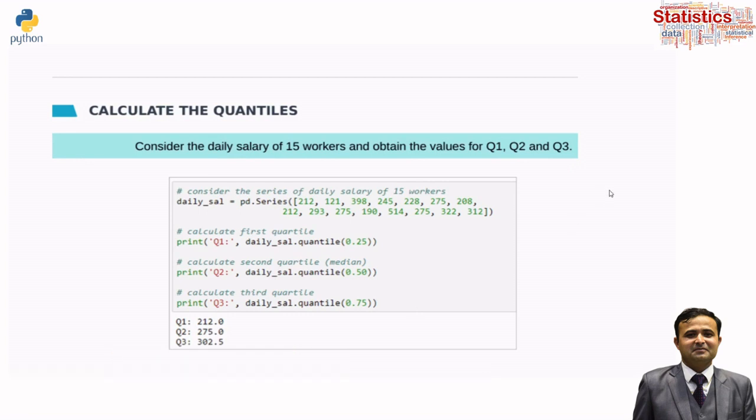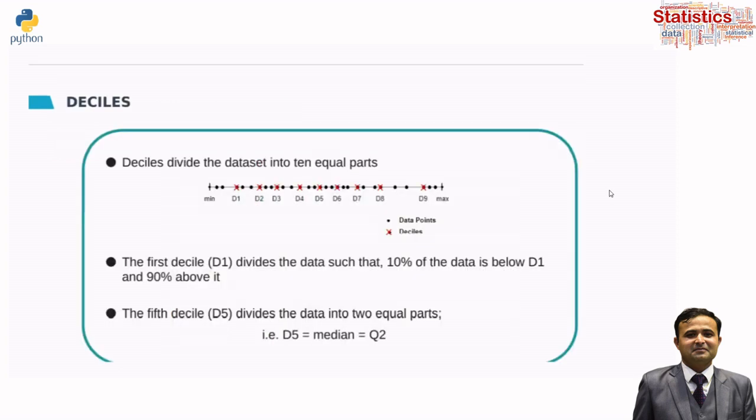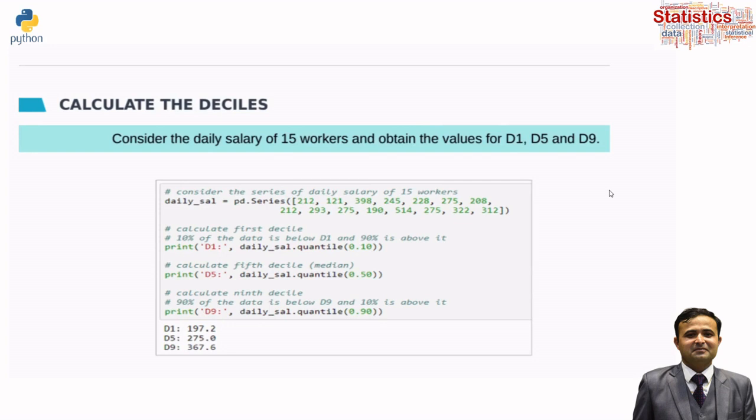So it is to calculate the quantiles, daily salary series, deciles. Decile divides the dataset into 10 equal parts. The first decile D1 divides the data such that 10% of data is below D1 and 90% above this. The fifth decile divides the data into two equal parts. So quantile is something like that. So consider daily salary of 15 workers and obtain the value D1, D5 and D9.